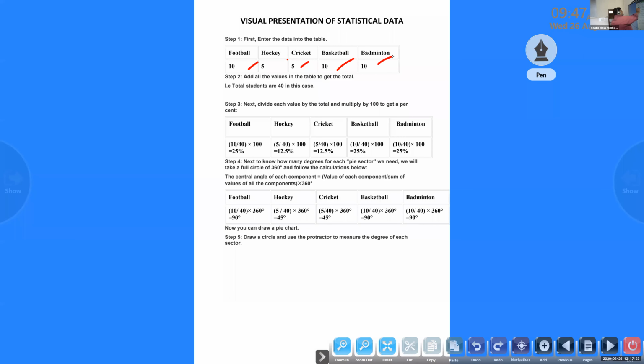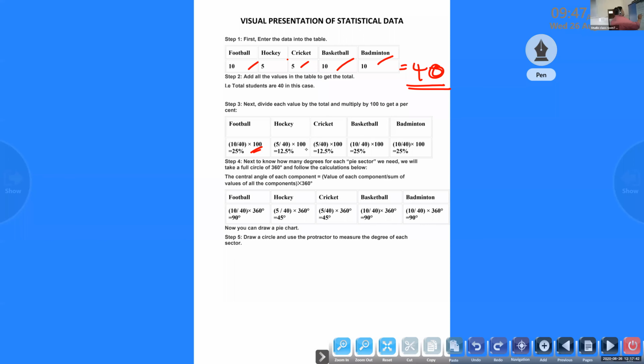The total: 10 plus 5 plus 5 plus 10 plus 10 is equal to 40. 15 plus 5, 20, 20 plus 10, 30 plus 10 is equal to 40. So the total value is 40. So given value divided by total, multiply by 100. So you can see here 25%.